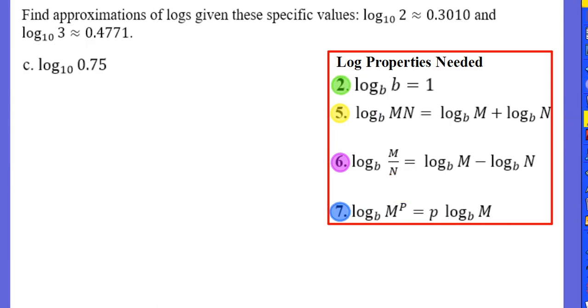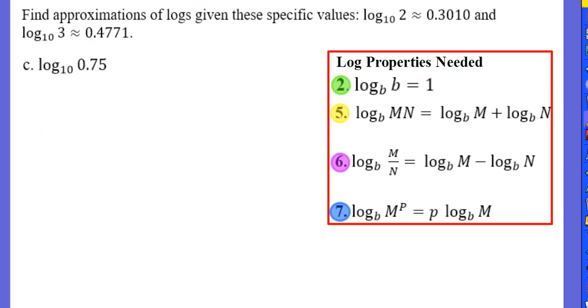Okay, next I want to skip to C because B is a little more challenging than C. Okay, here we go. We have the log, base 10, of 7/500. But I don't know this information. All I know is the log of 2 and the log of 3, and that's all I know. How can I convert 7/500ths into 3s and 2s?